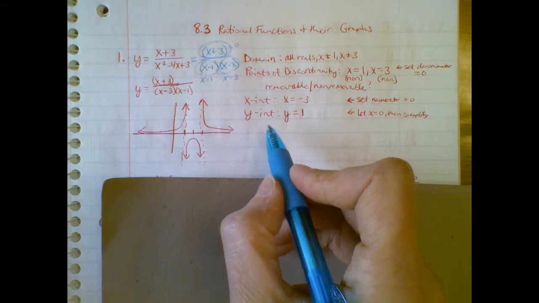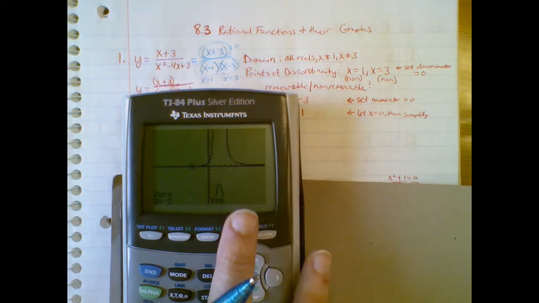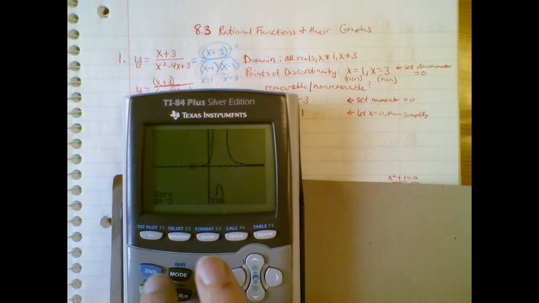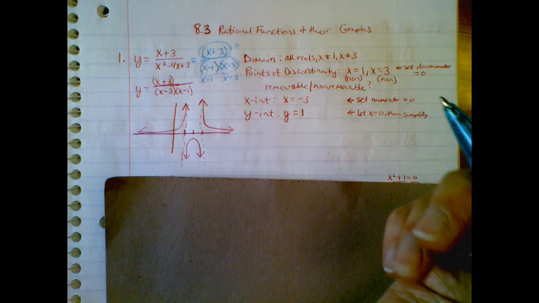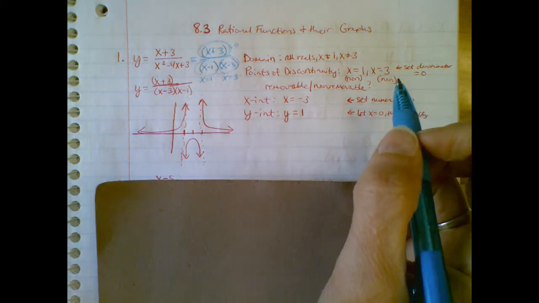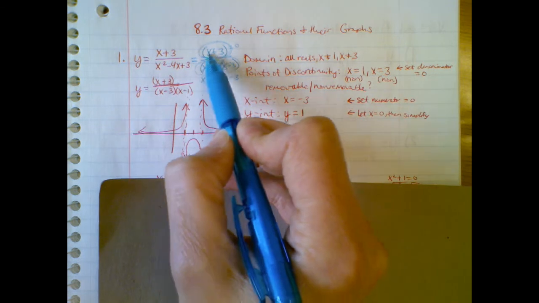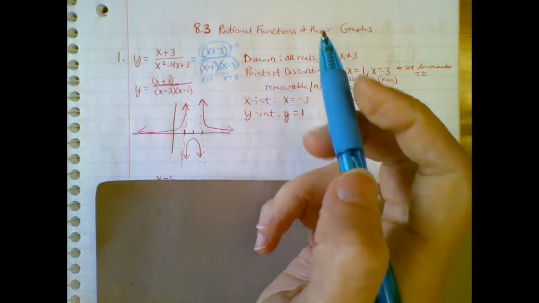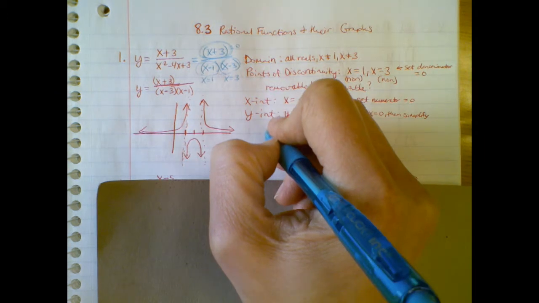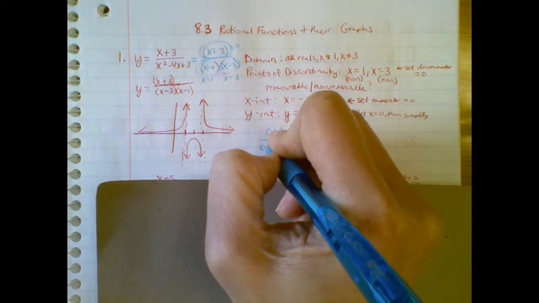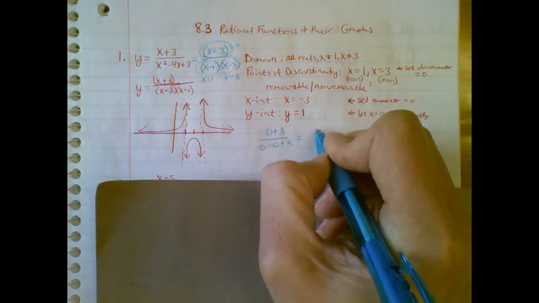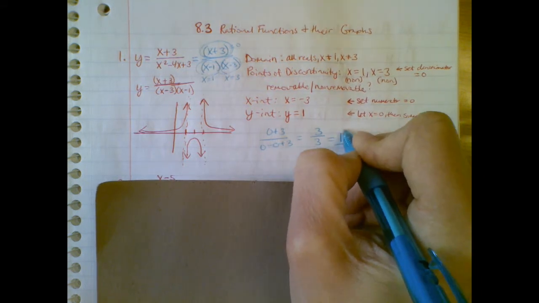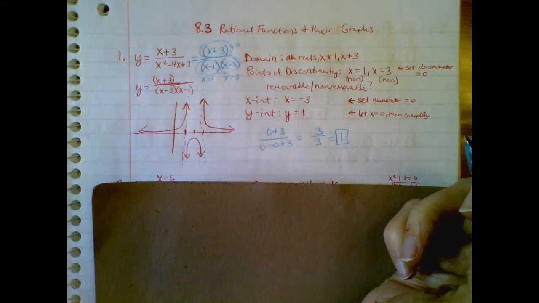For my y-intercept, I want to know where it crosses the y-axis. So I can look at my graph, go to second trace, go to value, type in 0 for my x, and see that my y-intercept is 1. Or another way I could do it, let x equal 0 and then just simplify. I could plug in 0 for all of my x's in either factored form or not factored form and then solve. If I do that, I would have 0 plus 3 divided by 0 squared minus 4 times 0, which is just 0, plus 3. Go ahead and solve, and I get 3 divided by 3, which is 1. So either way, I can do it by hand or just by looking at the graph.